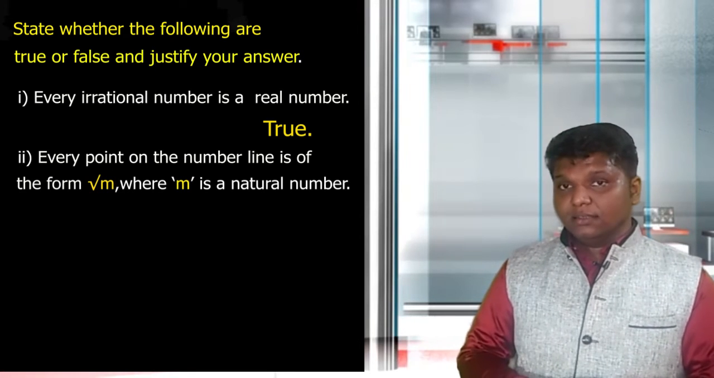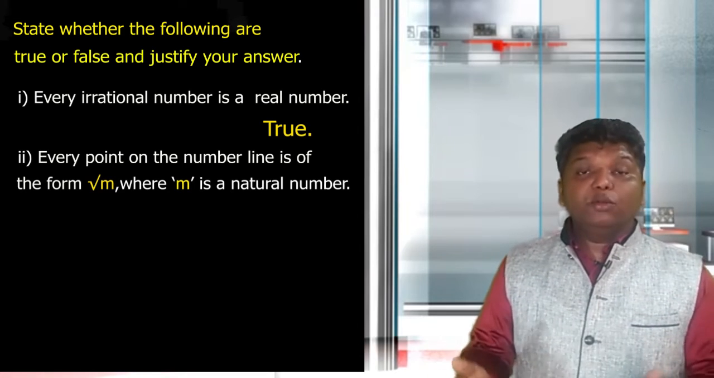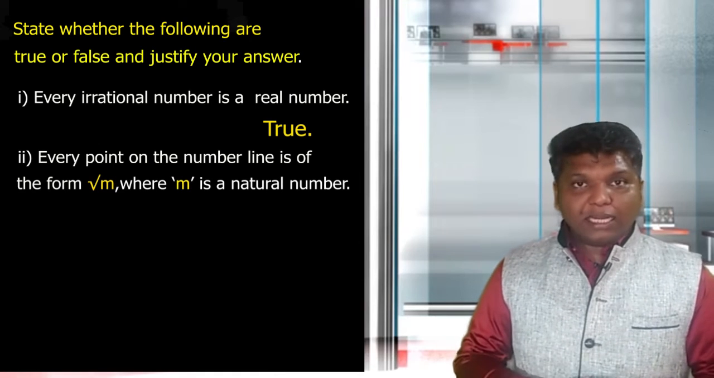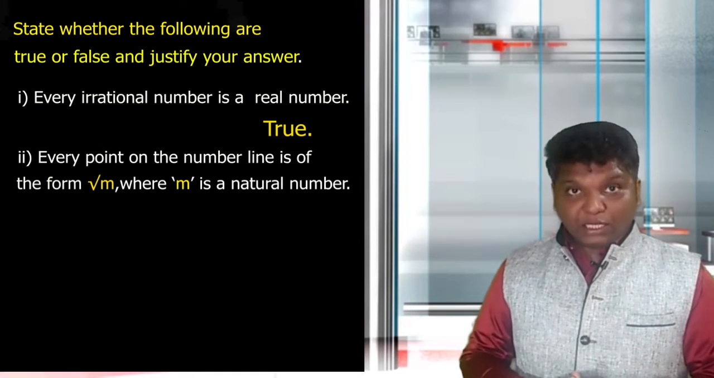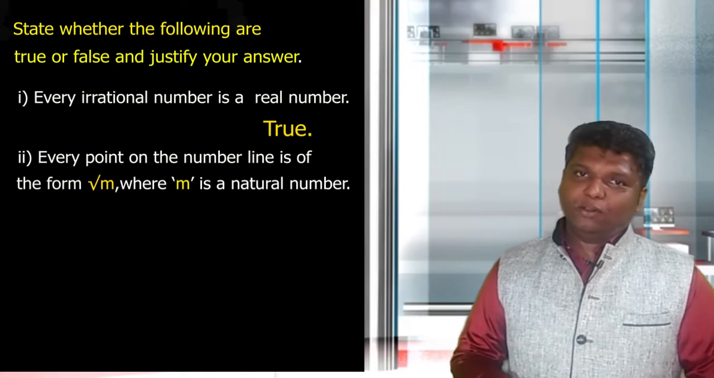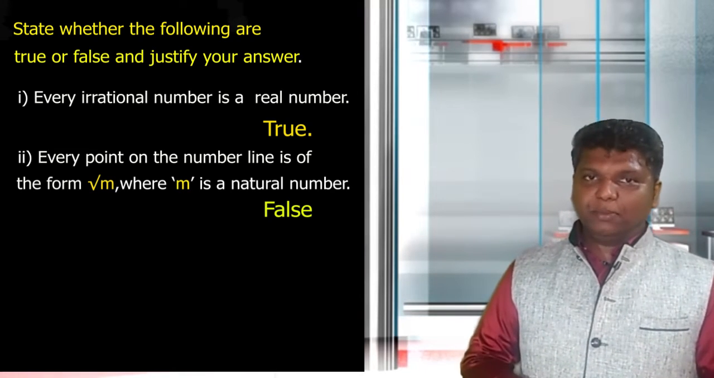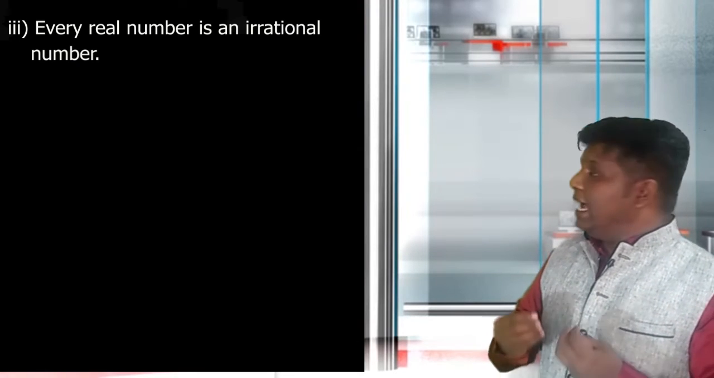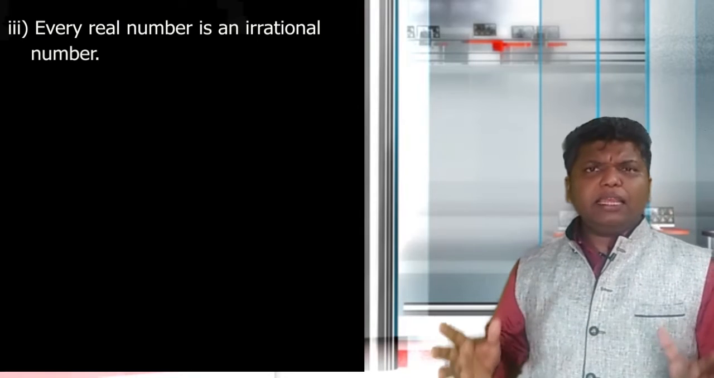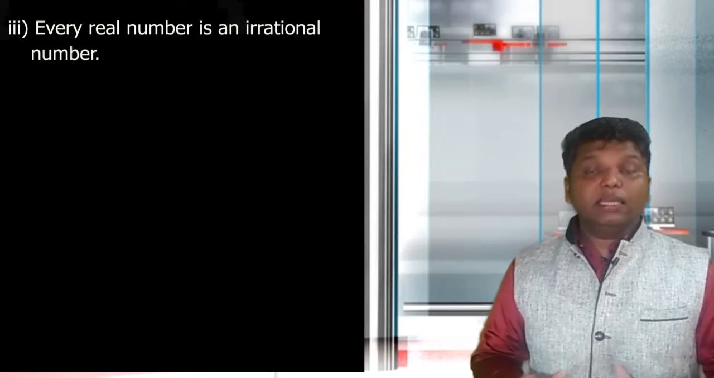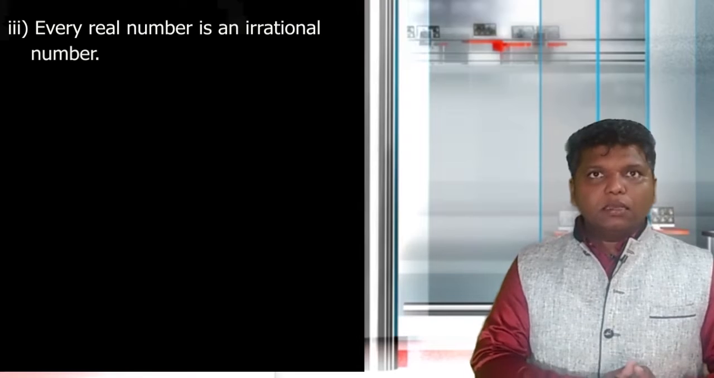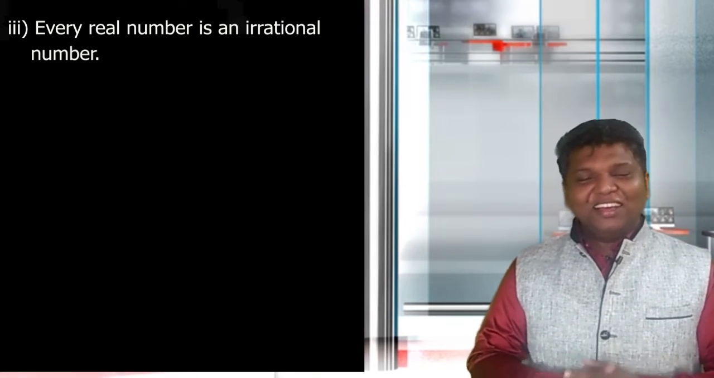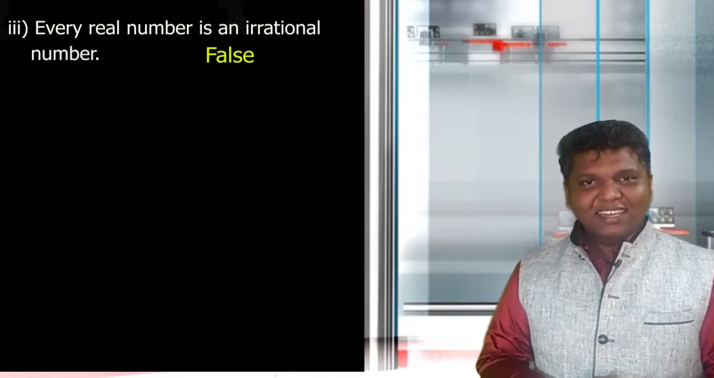Is it? No. Why? Because in a number line, you know, negative numbers are also there. Negative numbers are not rational numbers, negative numbers are not natural numbers, right? So that statement is false. Third statement. Every real number is an irrational number. Whatever real number you are taking, it should be irrational. That means in a number line, there is only irrational number. Is it true? Very simply, we can say it is false, right?